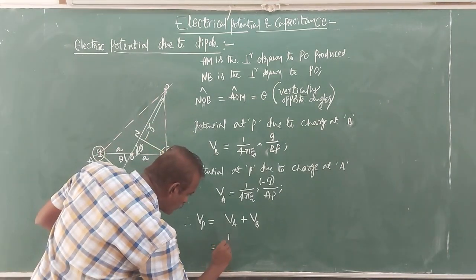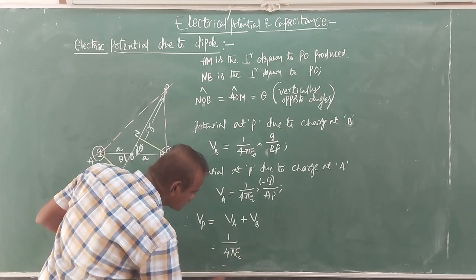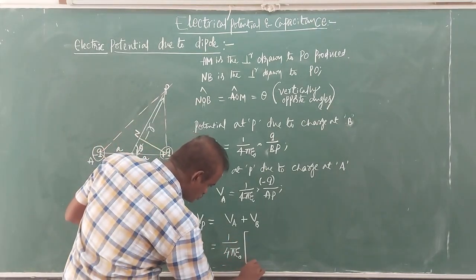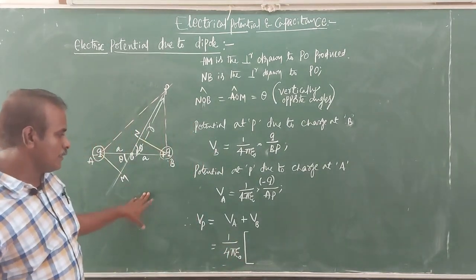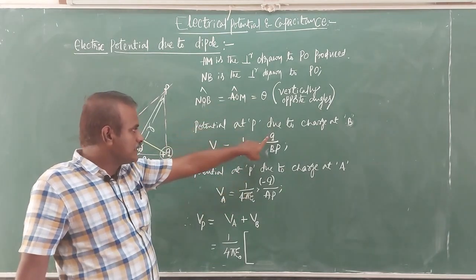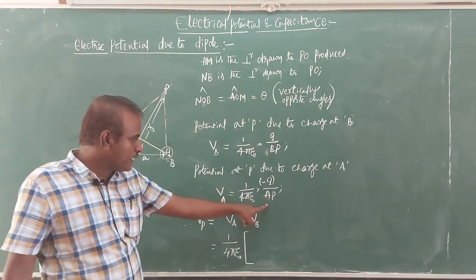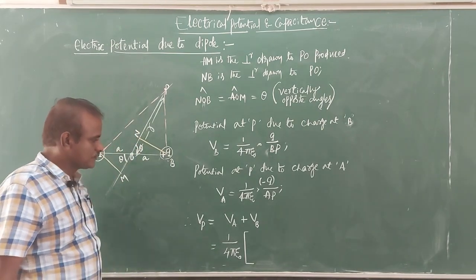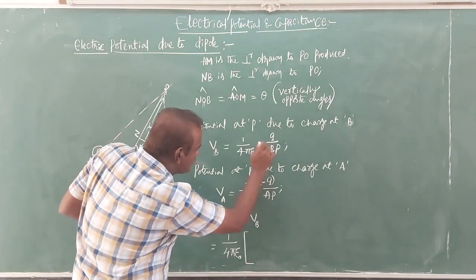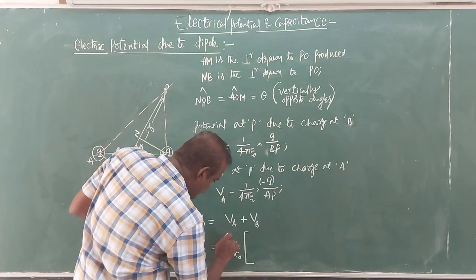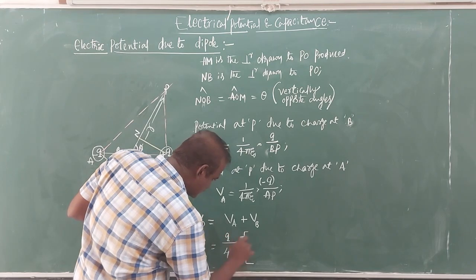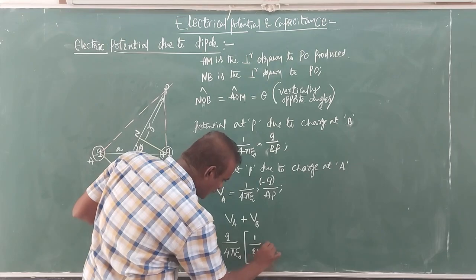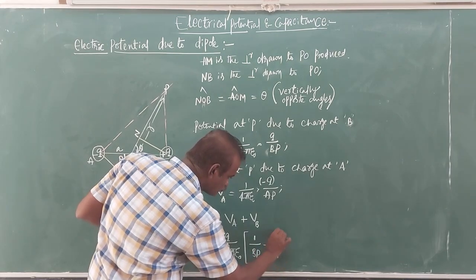Which is equal to 1 by 4 pi epsilon naught, common. Here q by BP for VB minus q by AP for VA. Remember, I write this one first. q is common. So, 1 by BP, I take the positive term first, minus 1 by AP.